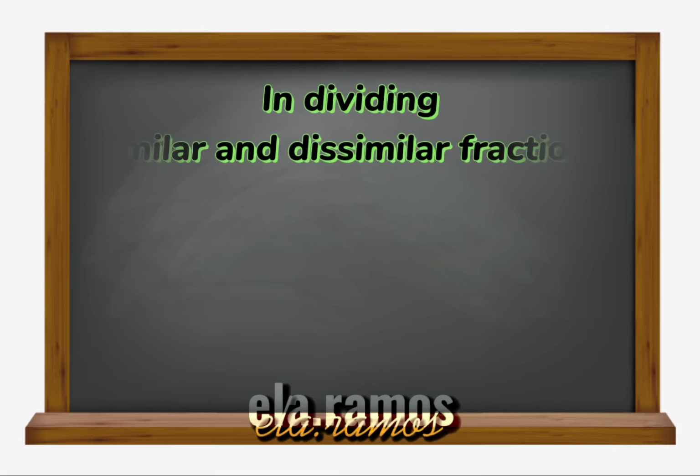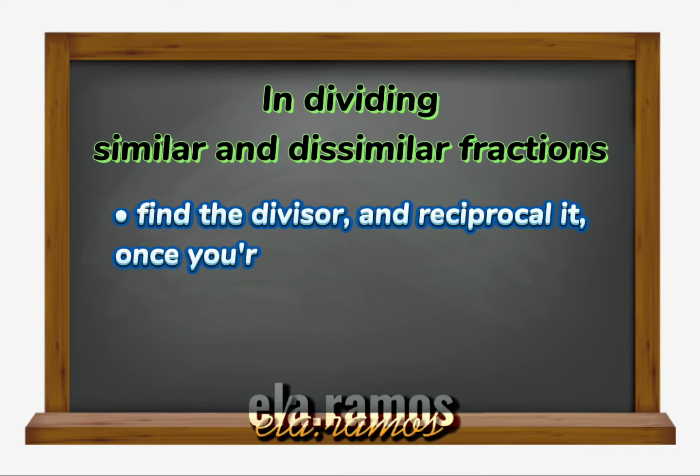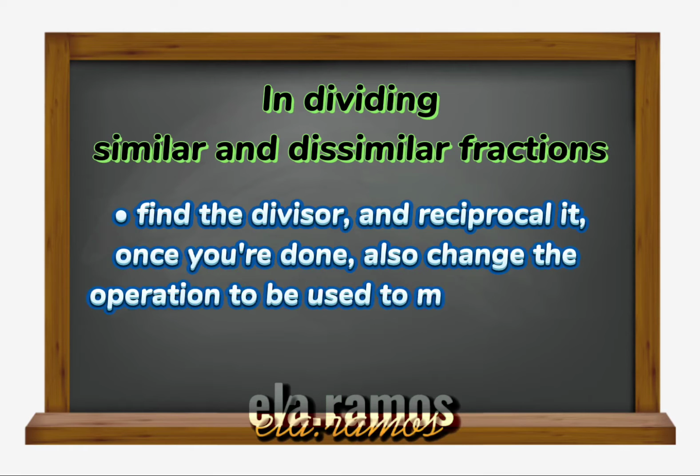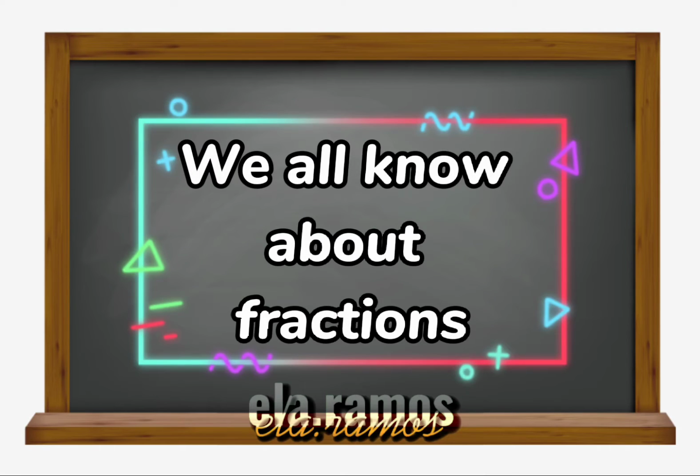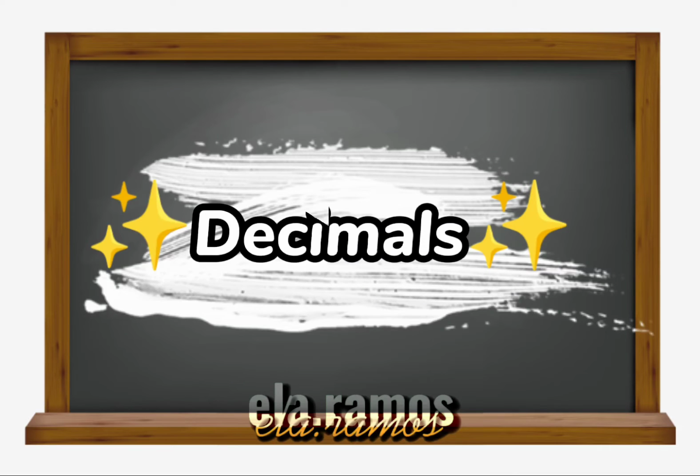In division, we need to know the divisor because we have to get its reciprocal. And when we are done, we also need to change the operation to multiplication, and we will just follow how to multiply fractions. Now you know all about fractions, let's move on to decimals.